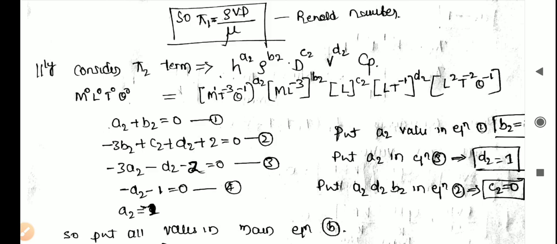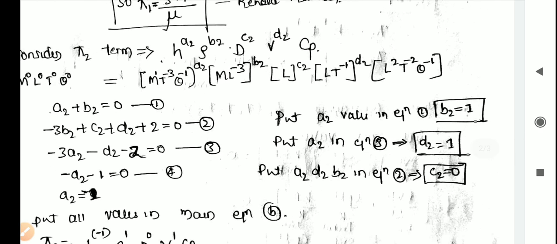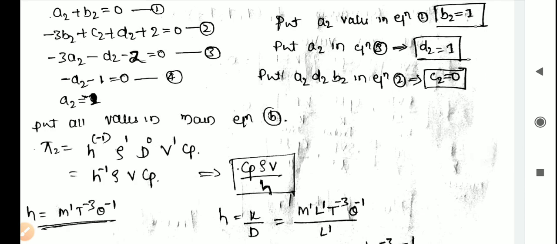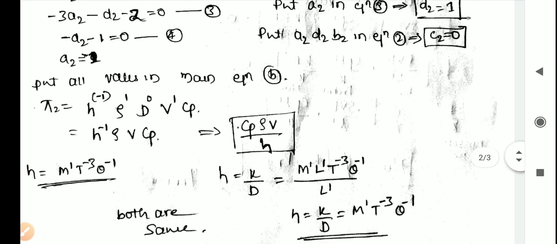So a2 is equal to minus 1, right? Put this a2 value in equation 2. You will get b2 is equal to 1, and put the a2 value in equation 3. You will get d2 is equal to 1. Finally put a2, b2 and d2 values in equation 2. You will get c2 equal to 0. Put all the values in the main equation, that is the pi 2 equation: h raised to minus 1, rho raised to 1, d raised to 0, v raised to 1 and cp, right? So here d raised to 0 is cancelled. H raised to minus 1 rho into v into cp, that is equal to cp rho v divided by h.